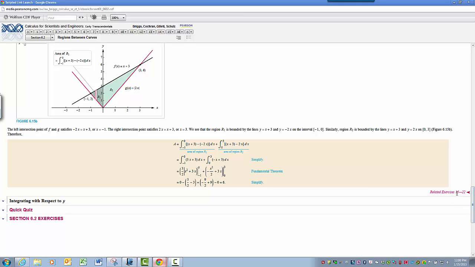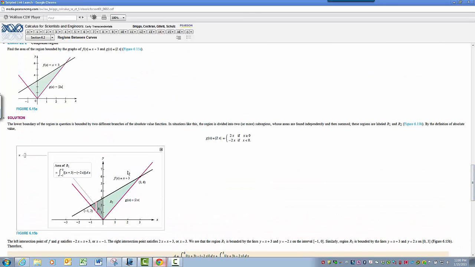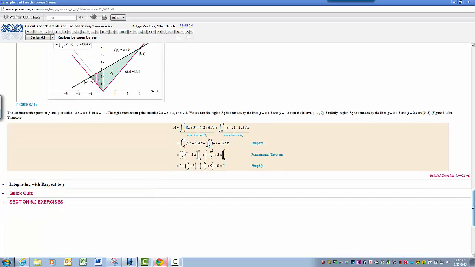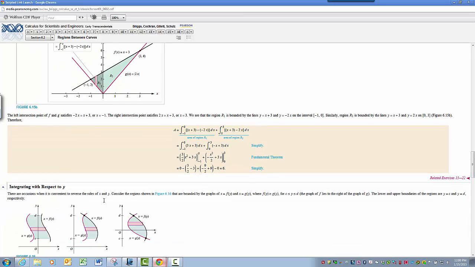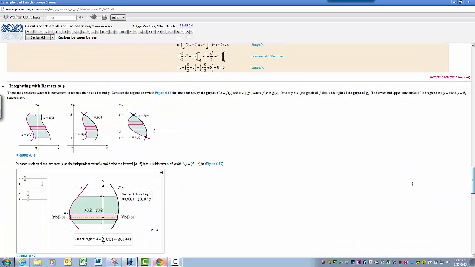What I think would be a good idea is if you either work through some of the problems in your book, or you go look at some of the problems in the homework that are similar to this, and then what I'll do in the next video is I'll talk about how to integrate to find the region with respect to y instead of up and down with respect to x.